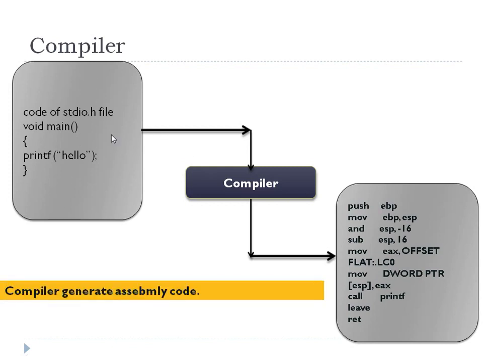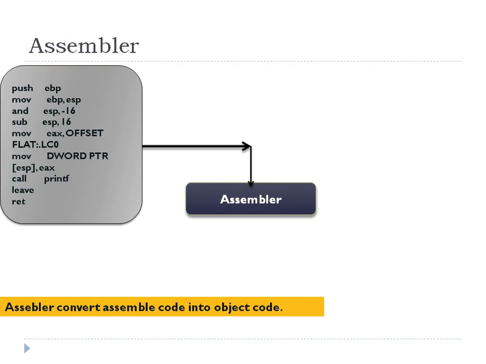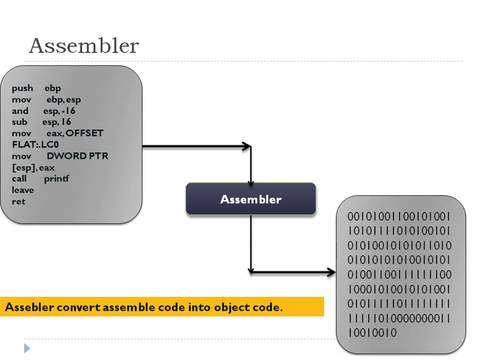Now the next step, our assembler. Our assembler converts this assembly code into pure binary code, pure machine language. That language is your 0110 language, and this code is also known as object code. So the assembler converts assembly code into object code.